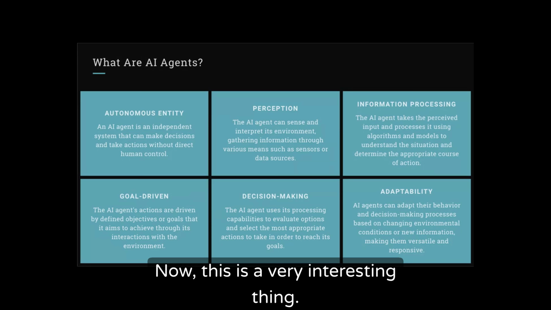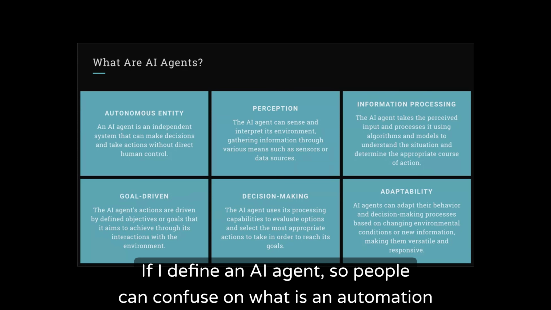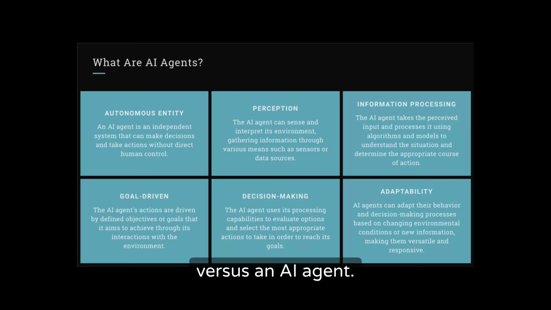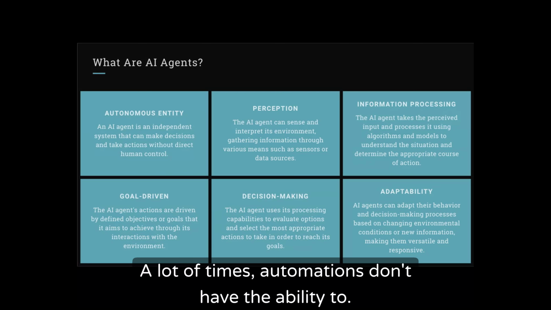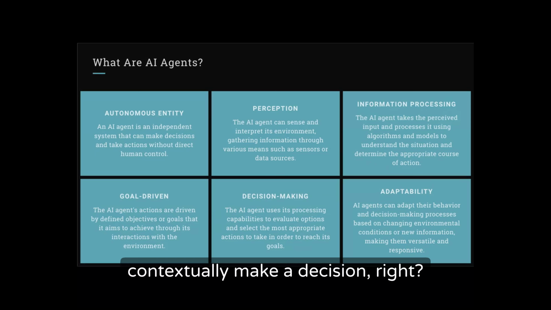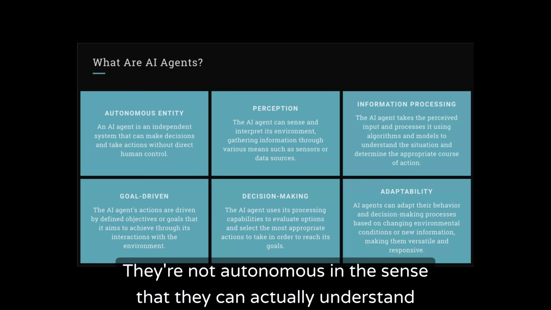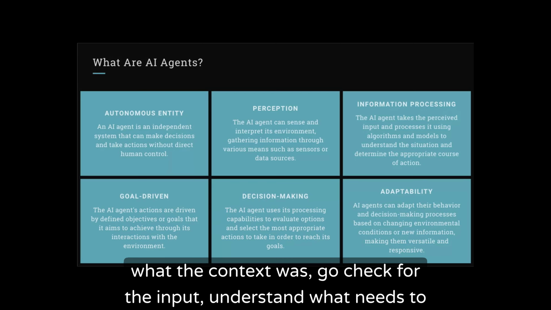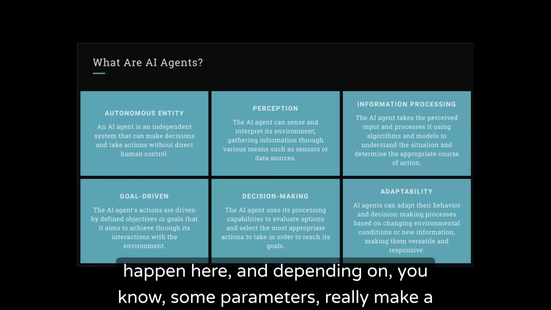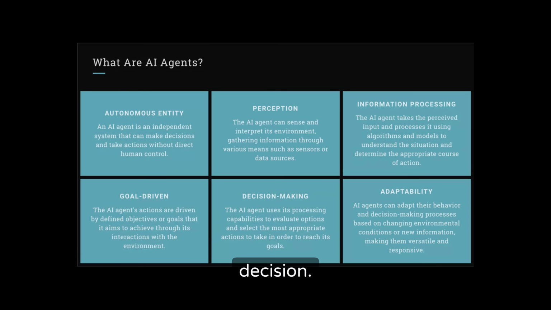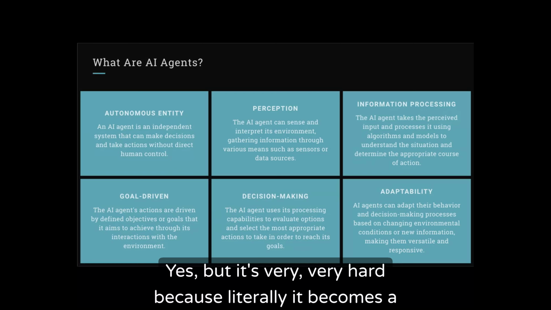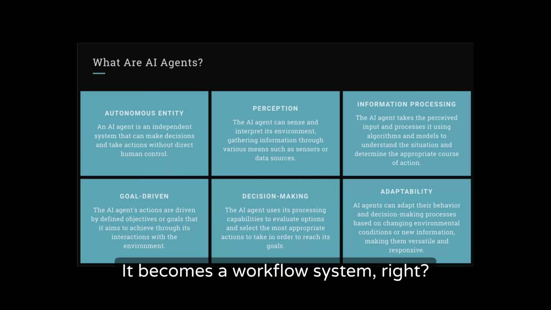Now, this is a very interesting thing, right? If I define an AI agent, people get confused about what is an automation versus an AI agent. A lot of times, automations don't have the ability to contextually make a decision. They're not autonomous in the sense that they can understand what the context was, go check the input, understand what needs to happen here, and, depending on some parameters, really make a decision. Can you automate something like that? Yes, but it's very, very hard because it becomes a nightmare to code something like this. It becomes a workflow system, right?